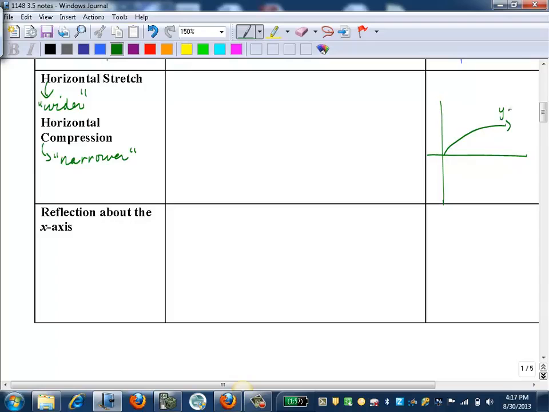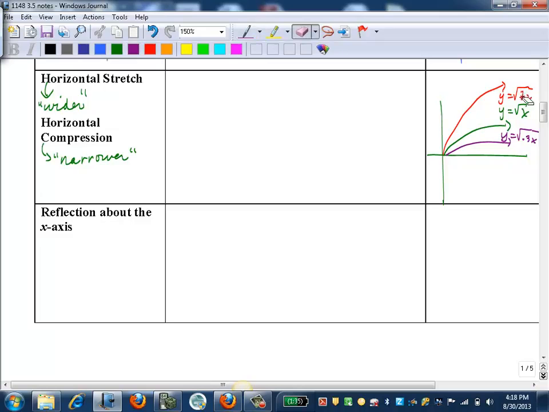So here's our parent function, square root of x. And then when we multiply by that 7 on the inside of that square root of 7x, we know that that graph actually was compressed horizontally. And then when we multiply inside the grouping symbol here by 0.3, so we've got the square root of 0.3x, now the graph has actually been stretched horizontally. So this is kind of backwards of what you would think, opposite of what you would think.